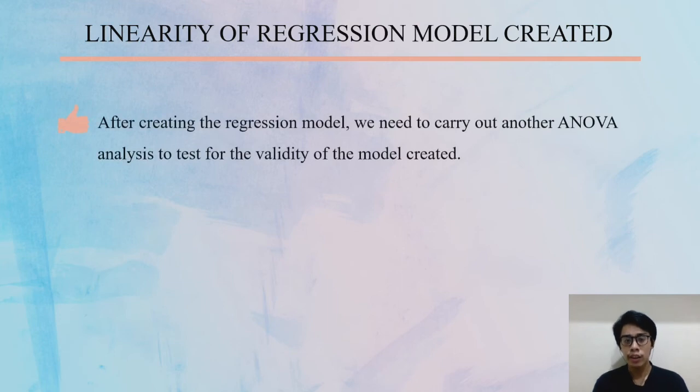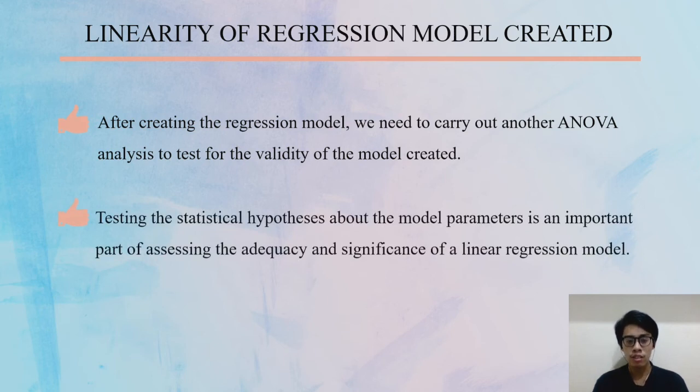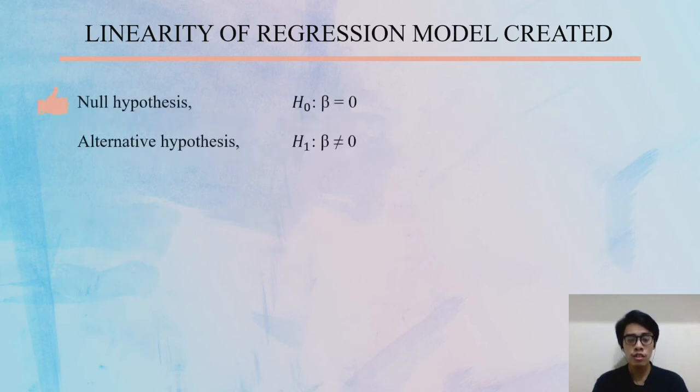After creating the regression model, we need to carry out another ANOVA analysis to test for the validity of the model created. Testing the statistical hypothesis about the model parameter is an important part of assessing the adequacy and significance of a linear regression model. The first step in this analysis is stating the hypothesis. The null hypothesis is beta equals 0, while the alternative hypothesis is beta does not equal 0.